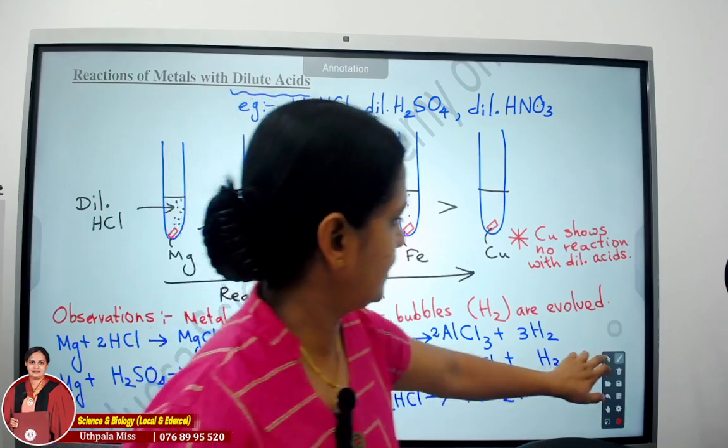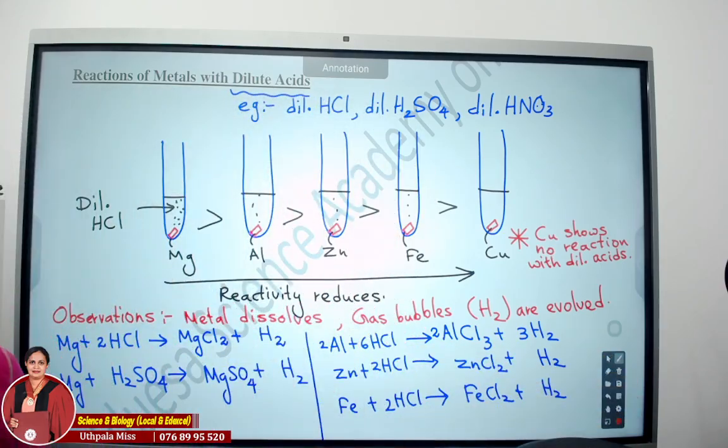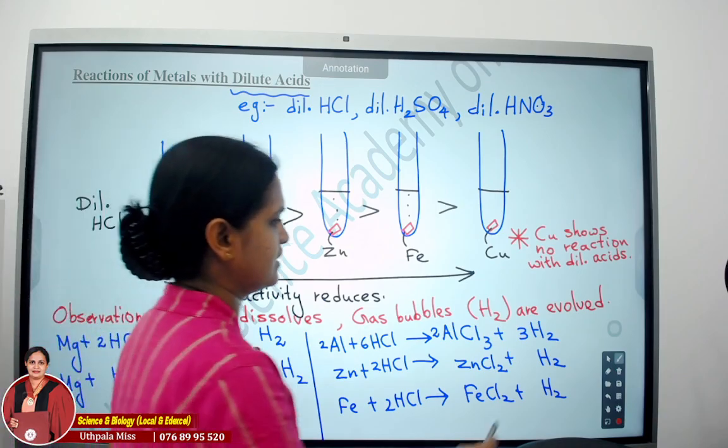Then finally, the reactions of metals with solutions of other metal solutions.